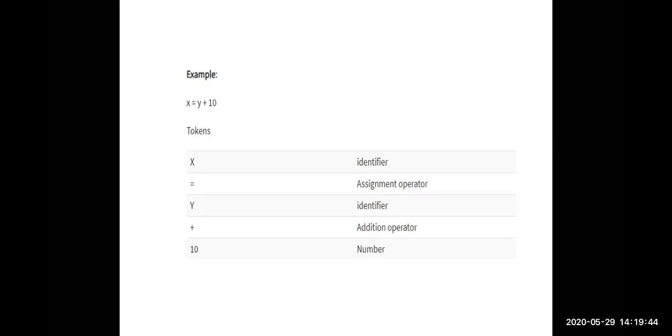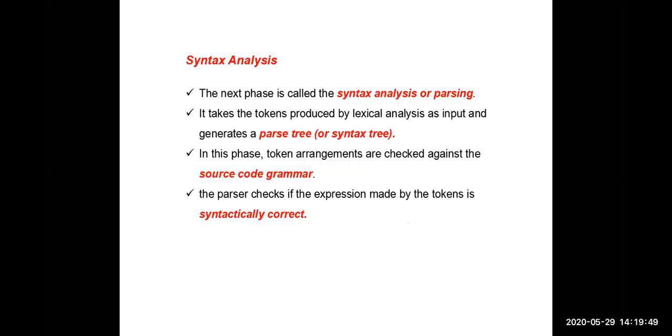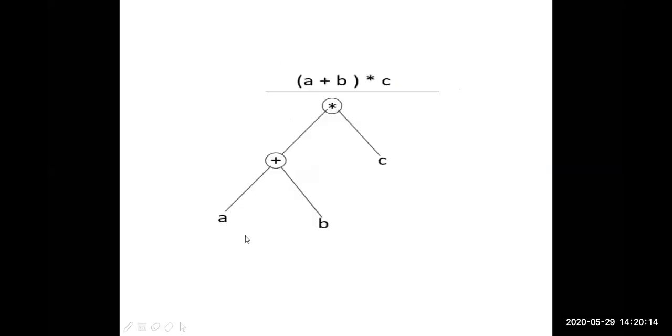Like that, it will verify whether the sequence of arrangement of tokens is according to the programming language rules or not. If it is not following the source code grammar, then it will raise the error. Clear? If it is according to that, happily it will generate the parse tree or syntax tree. Clear? In the future classes, we will learn more in depth how to construct a syntax tree for every type of line. Presently, I am showing a small sample line.